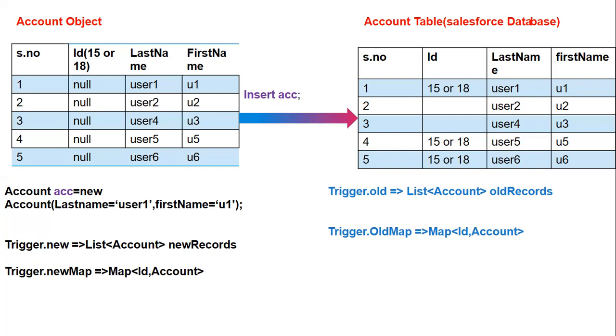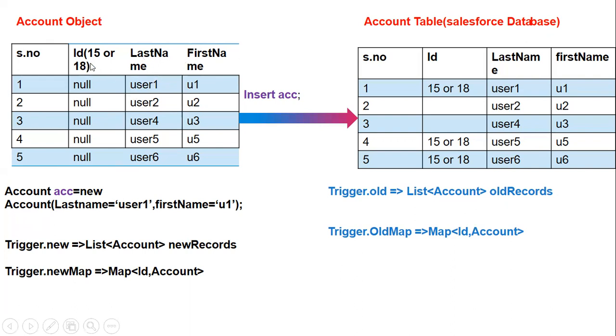So Account ACC equal to new Account, last name equal to user one and first name equal to u1. This statement indicates that this account table is filled with the user one data. But ID is not created. When we create a new account with the new keyword, we can only create the data. So what are the data? Last name and first name.